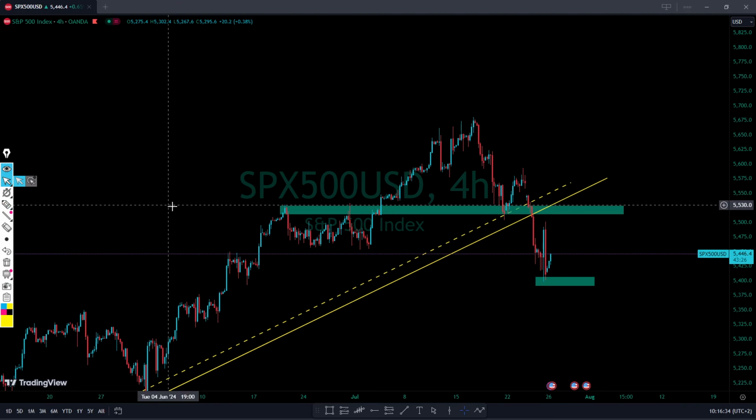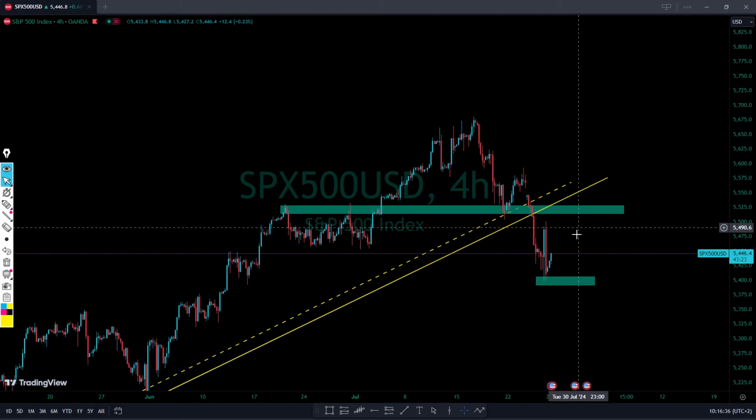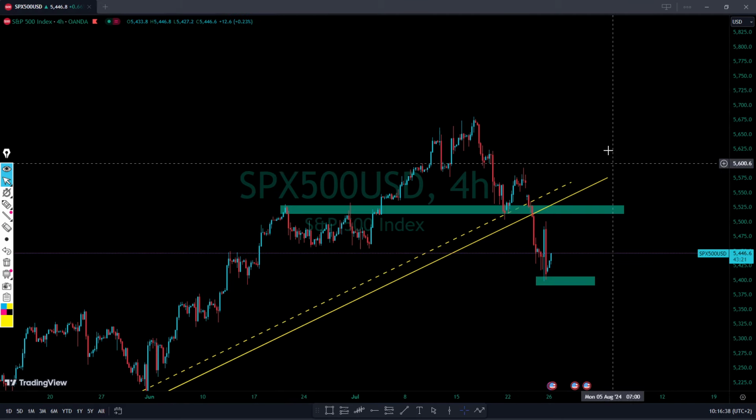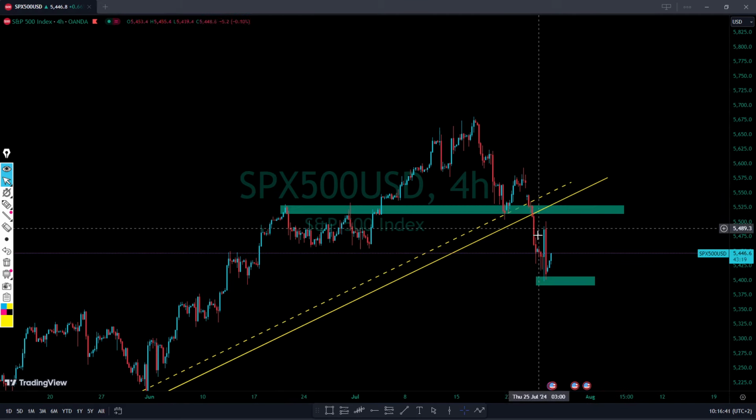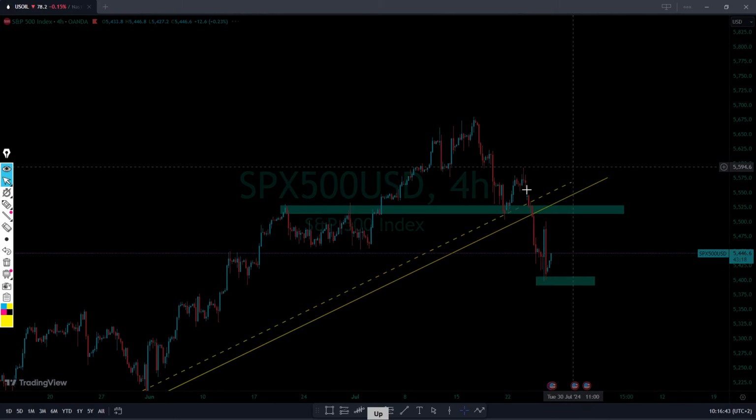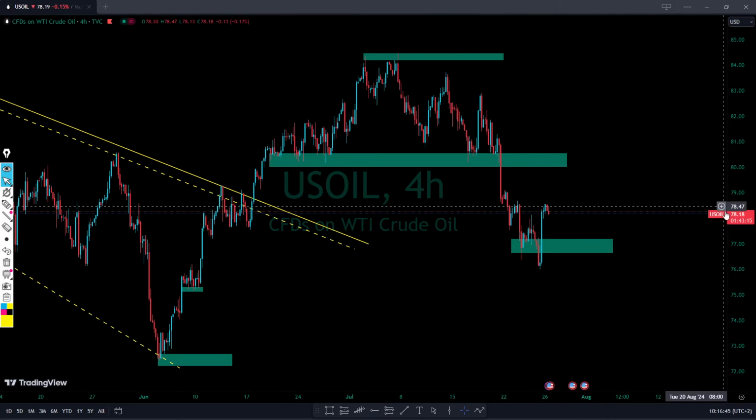So let's push to the next one. So on your S&P, I'm still actually bearish unless the market breaks out of this resistance, then I can change my mind. But at the moment, I think let's wait for the market to do its thing.